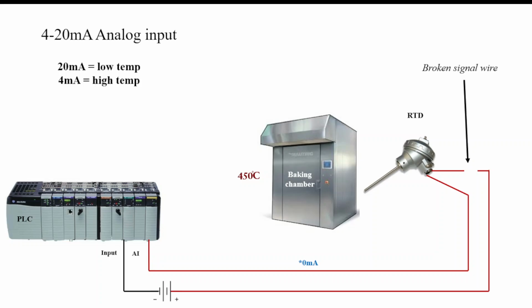Now, if I get a broken signal wire, that can be programmed into the PLC as an error. This type of signal should always be somewhere between 4 to 20 milliamps. If it's under 4 milliamps, it means there's a problem. And so the PLC could be programmed to recognize this problem and initiate actions to alert the facility that something is wrong.